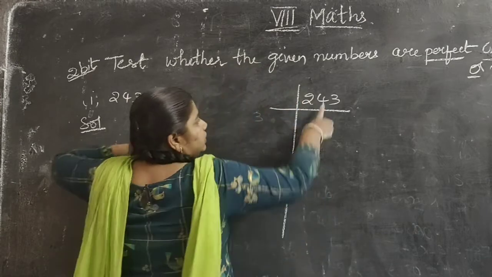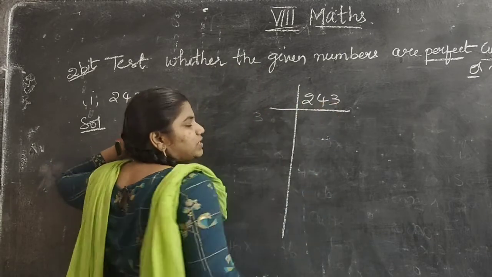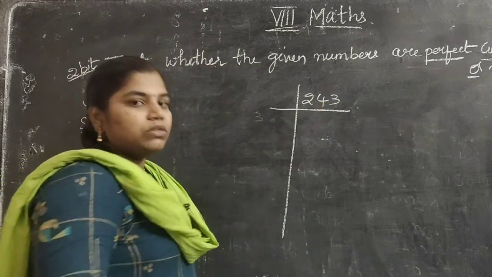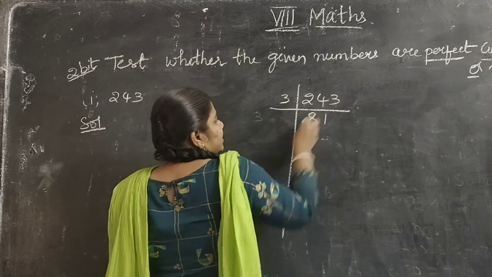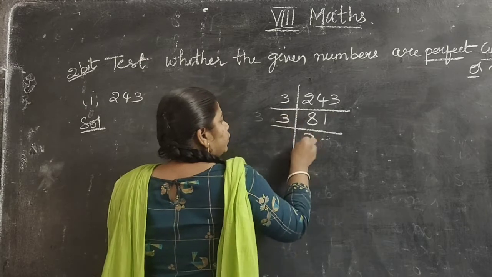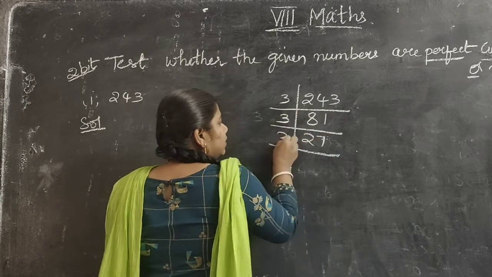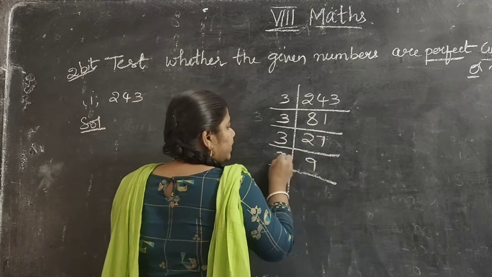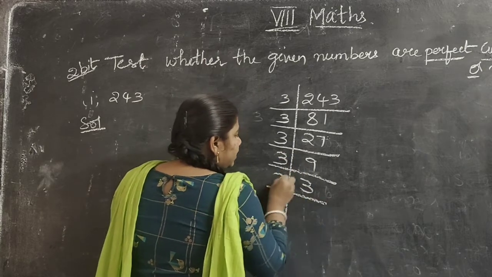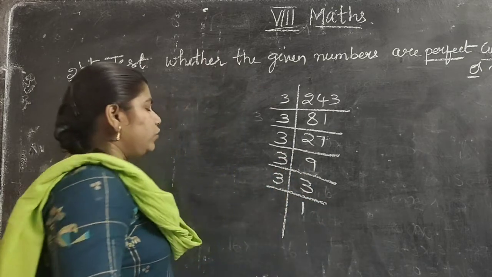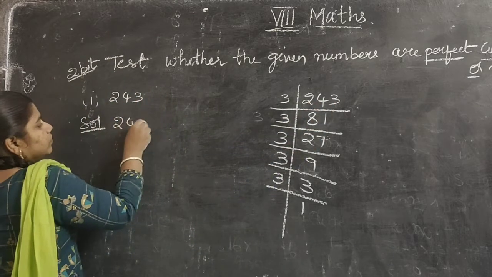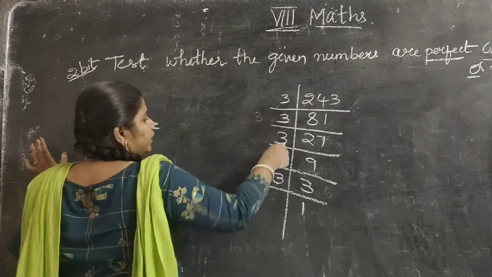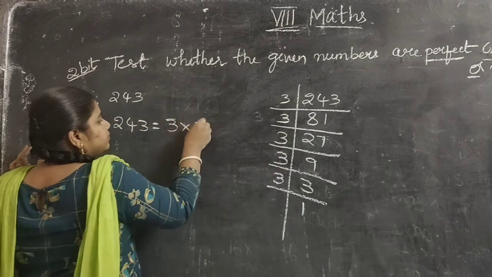So this is 4 plus 3 is 7, 7 plus 2 is 9. That means it will be divisible in 3 table. So 3 8s are 24, 3 1s are 3, 3 27s are 81, 3 9s are 27, 3 3s are 9, 3 1s are 3. So you can write this 243 as 3 into 3 into 3 into 3 into 3, that is five times.